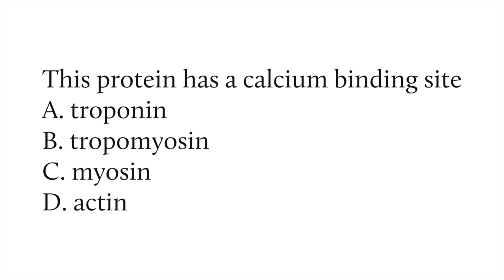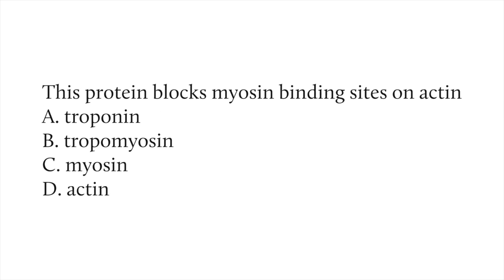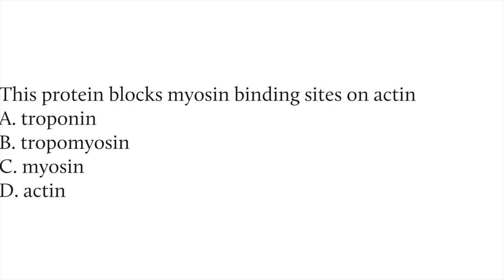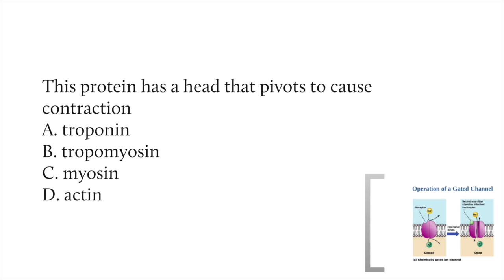This protein has a calcium binding site. The only one of these that has a calcium binding site is troponin. And this protein blocks myosin binding sites on actin, and that is the job of tropomyosin. This protein has a head that pivots to cause contraction, and that is the job of myosin.